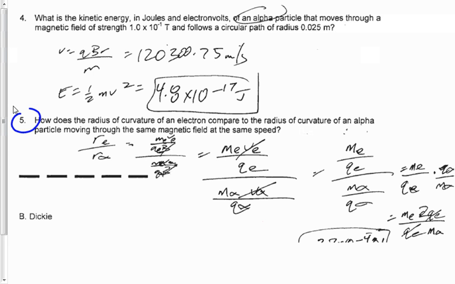Any others that you need to go over, 1 through 4? 4 and 5? All right, 4 and 5 it is.